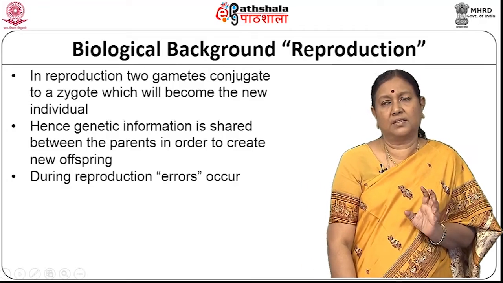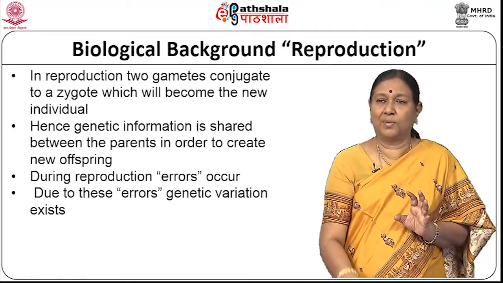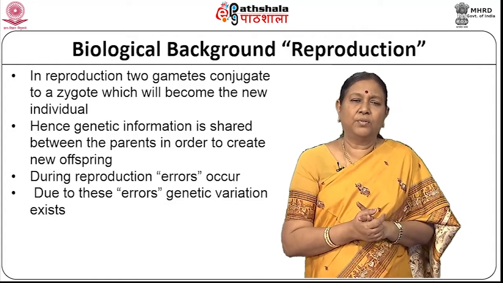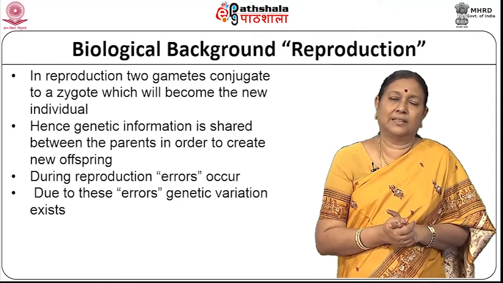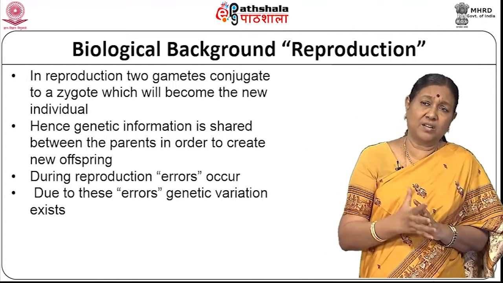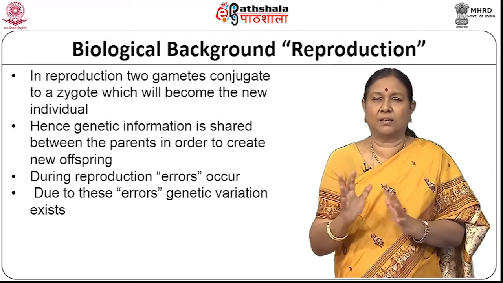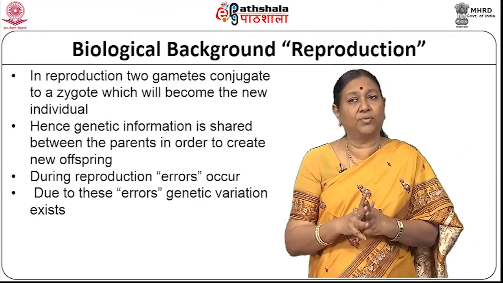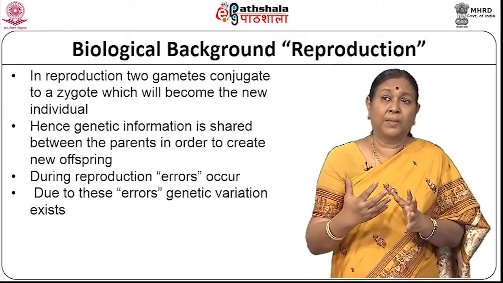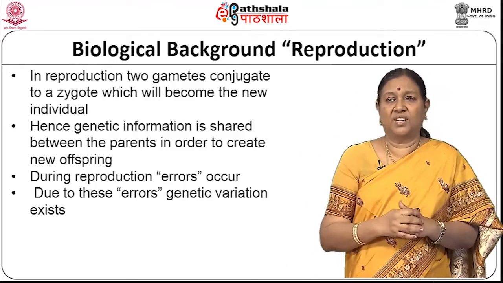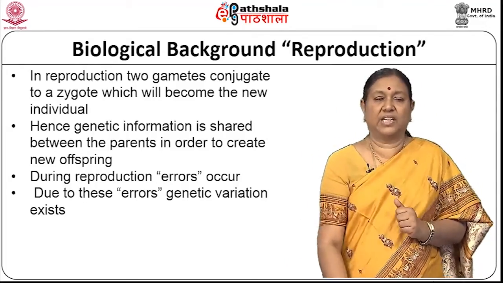During reproduction, errors can occur. What do you mean by error? We will come to that. And due to these errors, genetic variation exists. Now, should you have errors or not? Otherwise, we will have replications of people right down the generations. Natural evolution is not like that. There are some variations, and that is why you have genetic variation.